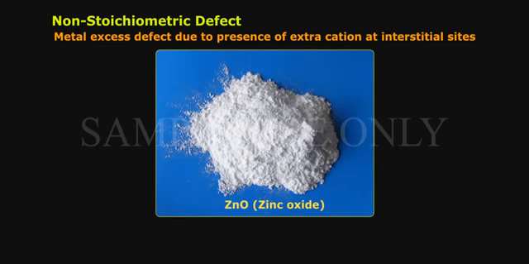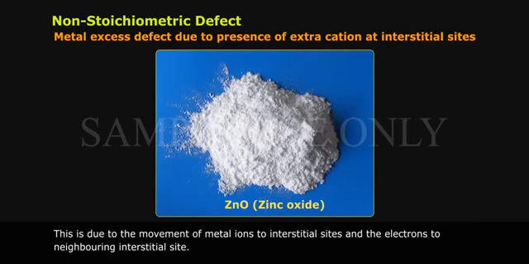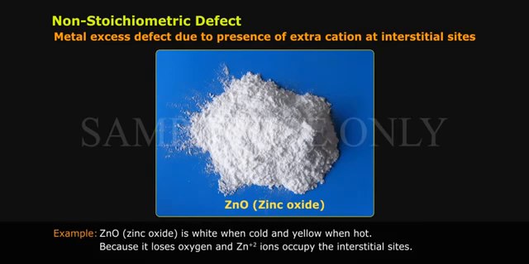Metal excess defect due to presence of extra cation at interstitial sites. Example, ZnO, zinc oxide. This is due to the movement of metal ions to interstitial sites and the electrons to neighboring interstitial sites. Example, ZnO, zinc oxide, is white when cold and yellow when hot because it loses oxygen and Zn2+ ions occupy the interstitial sites.